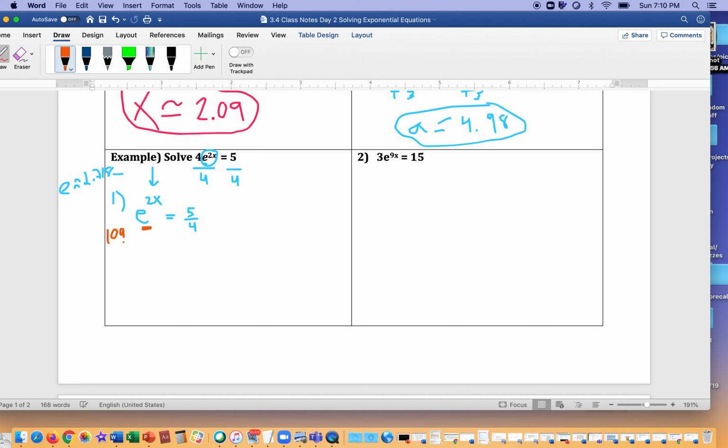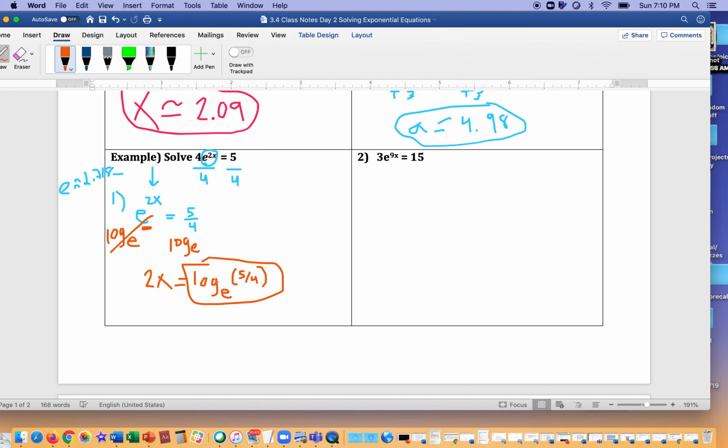So log base e on both sides. So that would cancel. So we would have 2x is equal to log base e of the fraction, I'm going to put in parentheses, 5/4. Now, this is a number, right? So before I divide by 2, I'm going to evaluate and see what this number is.